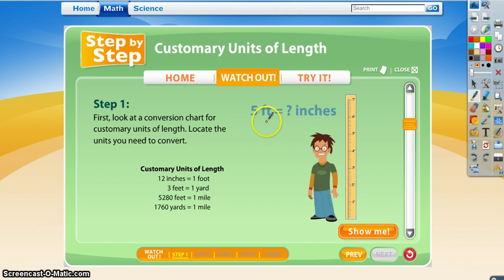Okay, think of your body measurements. A foot is from your elbow to the end of your finger, and then inches is just like your thumb. So we need to know this conversion right here. 12 inches are in a foot. We're looking for inches. There are 12 inches in 1 foot.